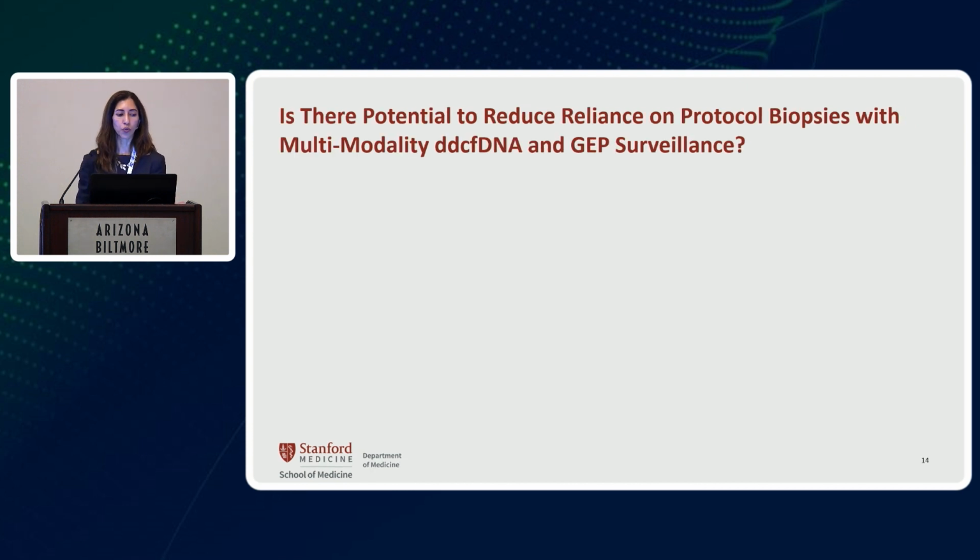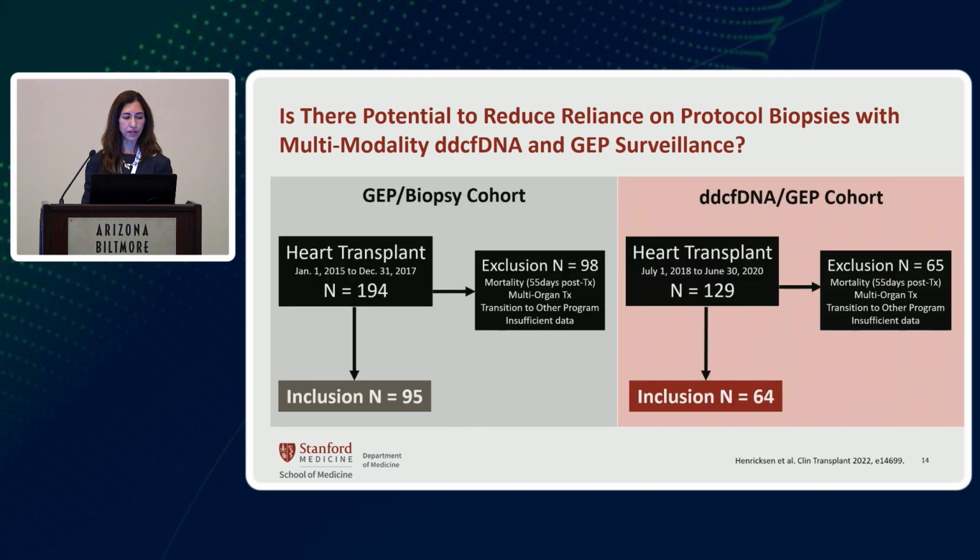And so we asked the question, can we actually reduce our use of protocol biopsies by using these non-invasive tests? And can using more than one test at a time help further reduce the need for biopsies? And so this is a study that we did in our cohort at Stanford. From 2015 to 2017, we only had gene expression profiling for non-invasive surveillance. So if someone had an abnormal AlloMap test, they'd go on to have a biopsy. And then starting in 2018, we also had AlloSure. So we could now add the donor-derived cell-free DNA test and base the performance of biopsies on both tests combined.